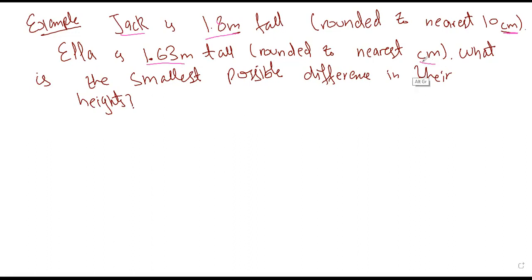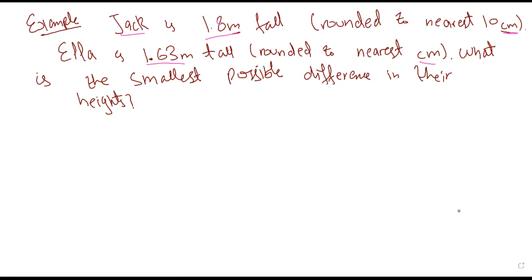Okay. Right. Now I want you to tell me how can we go about this question? What is the smallest possible difference in their heights? Like any idea, anything that you can guess? Smallest possible will be, I guess, the lower bounds of both Jack and Ella, and then subtract them to find the difference of the lower bound. Okay, okay, let's see.